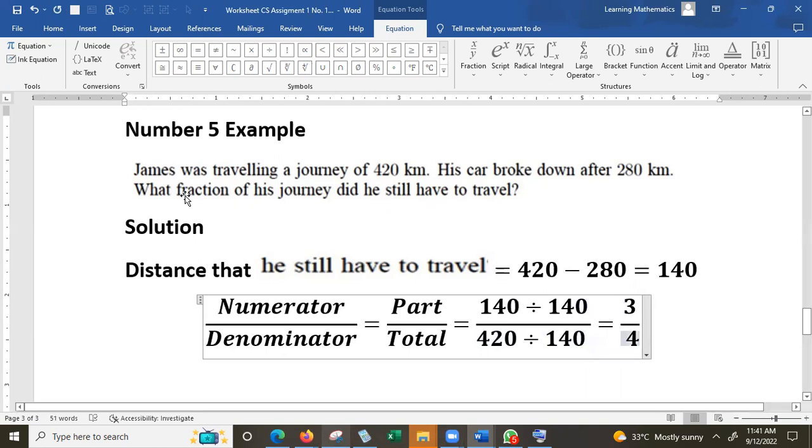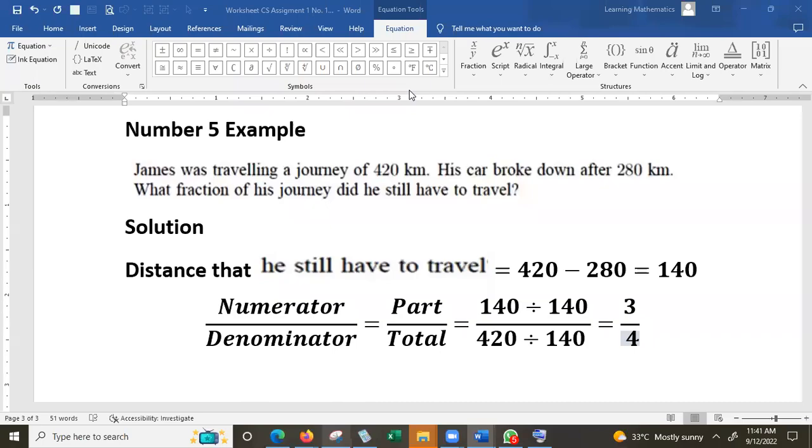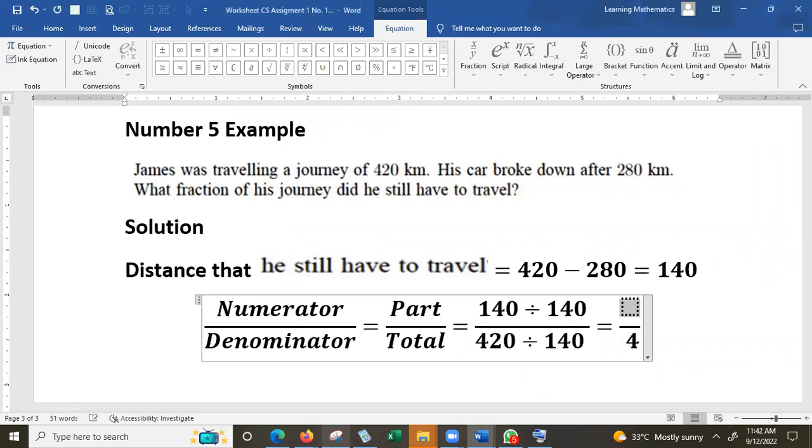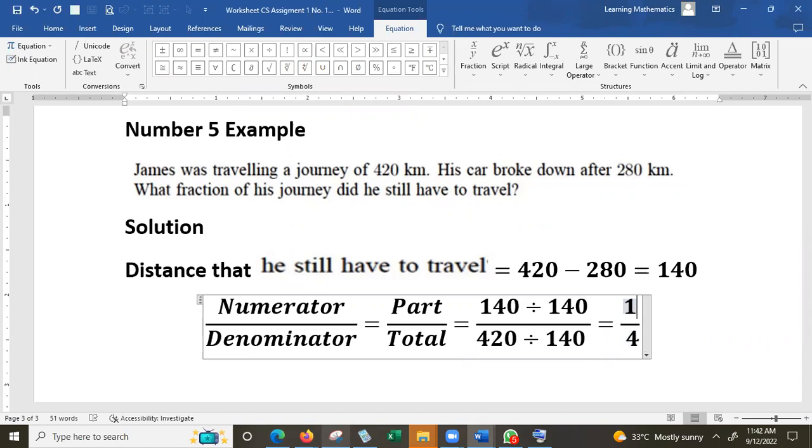So it says what fraction of his journey did he still have to travel? He still has to travel 3/4 of the journey. And as we can clearly see, there's a slight error there. How can he have 3/4 remaining to travel when he just has a little 140 remaining? So 140 divided by 140 is 1, not 3. So he has 1/4 remaining to travel, a little 140 out of the 420.